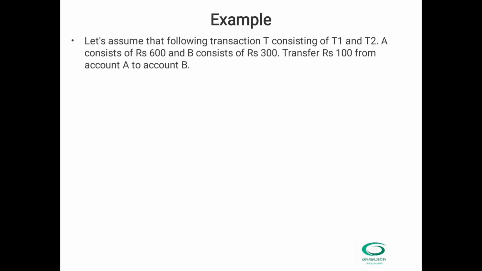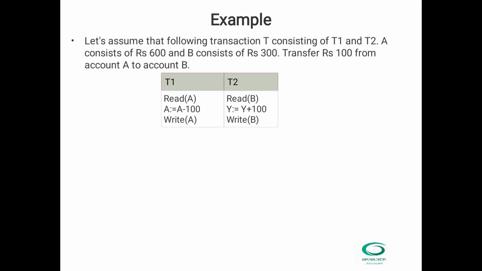So now we will see the example. Here the transaction consists of T1 and T2. Here 600 rupees are transferred. Okay, A consists of 600 rupees and B consists of 300. Here what is the example? Transfer 100 rupees from account A to account B. Original balance of account A is 600, account B is 300. What is the total amount? 900. Okay, now we will transfer. Person A transfers 100 rupees to person B.